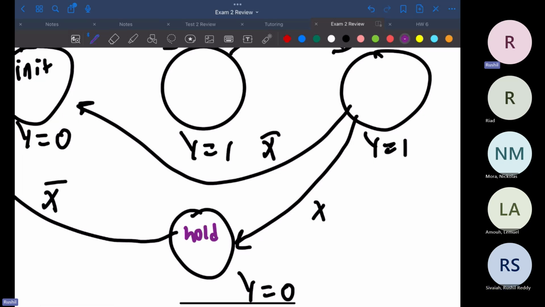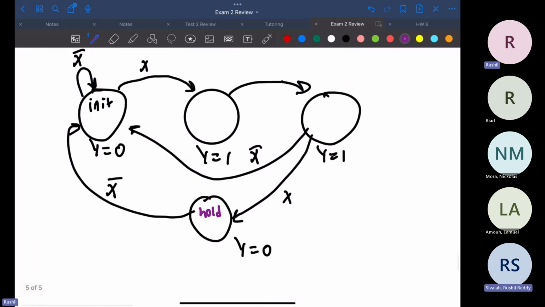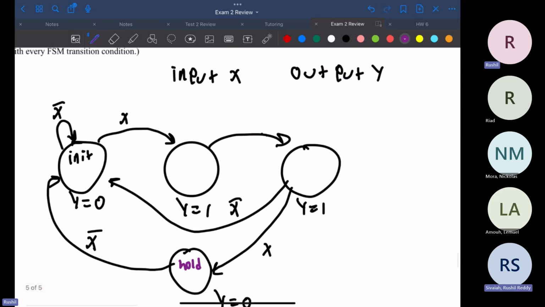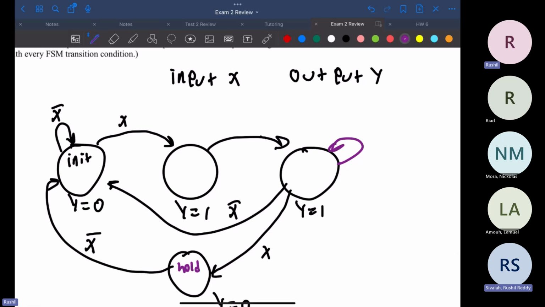Yeah, but we can't have a hold right here, right? Because if we do, then we're holding y equals 1. But we want y to go back to 0. Yeah. So, right, we checked that this is good. We checked that this is good. What about this last one? Or, I mean, this one. Sorry.